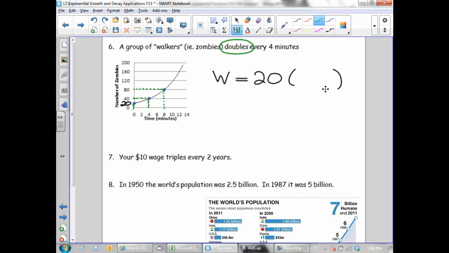So now look at the graph. How long does it take to double? How long does it take to have the doubling occur? Here it took from 0 to 4 minutes, and then it took from 4 to 8 minutes. You double 80 to get up to 160. Pretty obvious it takes 4 minutes. 4 minutes, Matt? Brandon? Agreed?